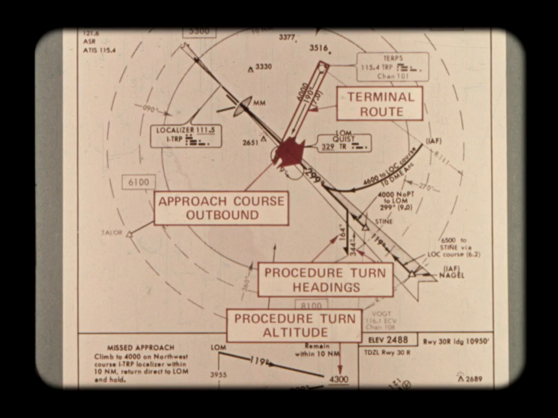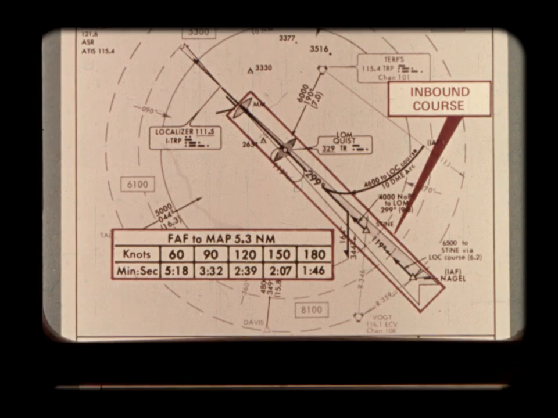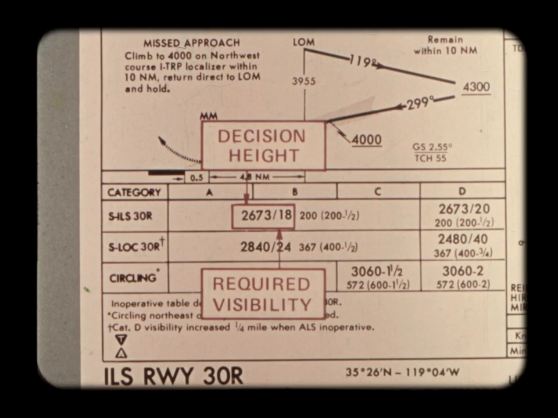The following information is needed from the approach chart: terminal route course and altitudes, approach course outbound, and procedure turn headings and altitude if required. Also, note the approach course inbound. In case an equipment malfunction would cause the use of a non-precision approach, note the timing between the final approach fix and the missed approach point. The decision height and required visibility are also two important items to note.